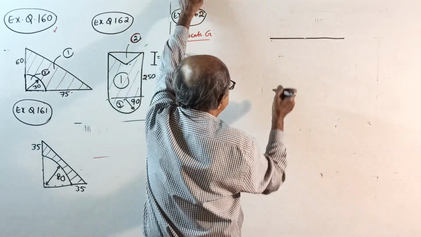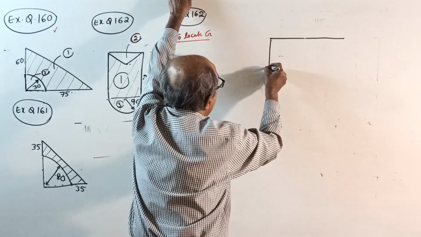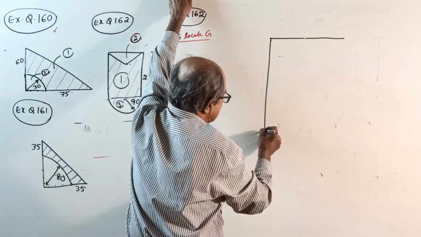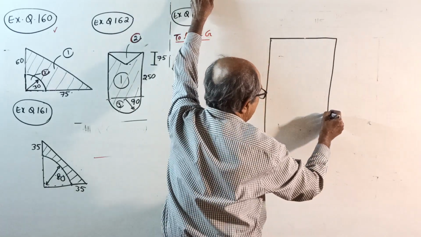Okay, up here. To somewhat scale. See, further space is there. Okay, I can manage. A little lesser I put because I want some space. Okay. This is the rectangle.